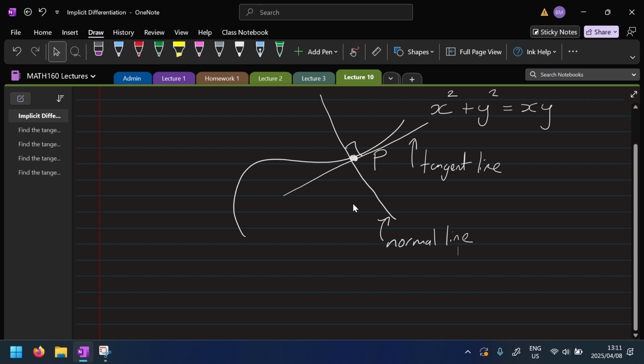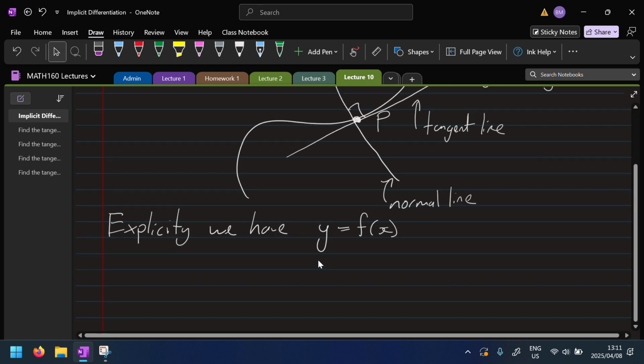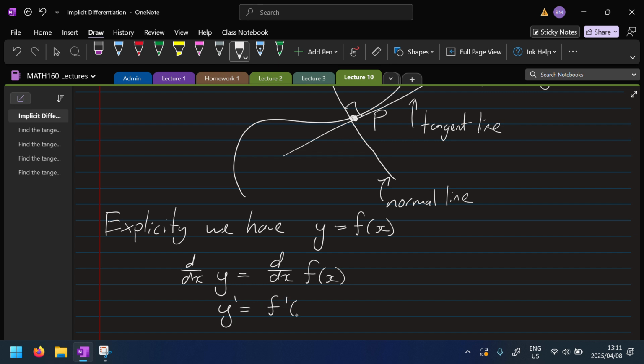Now, so far, we've been looking at explicit equations for y. So explicitly, we have y equals f of x. That's what we've looked at so far. To find y prime in this case, we just do d by dx on both sides. We have d by dx of y equals d by dx of f of x, so y prime equals f prime of x. Again, we looked at all the rules of derivatives to evaluate that right-hand side.